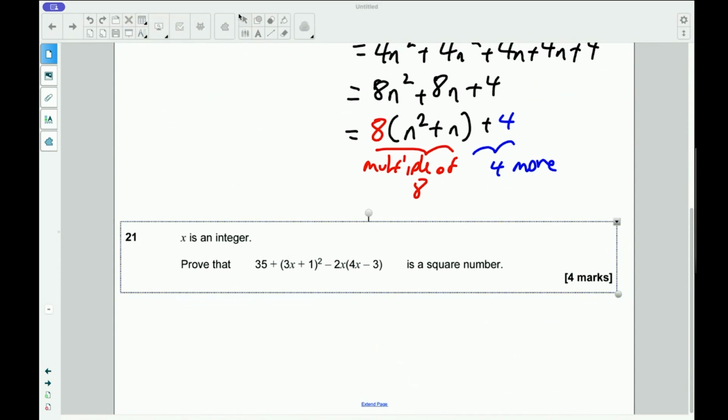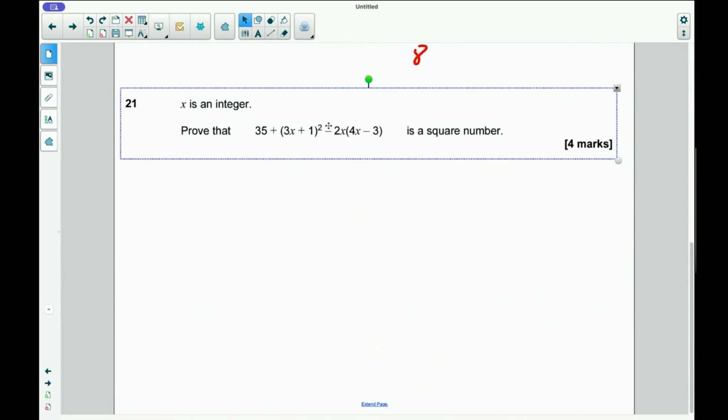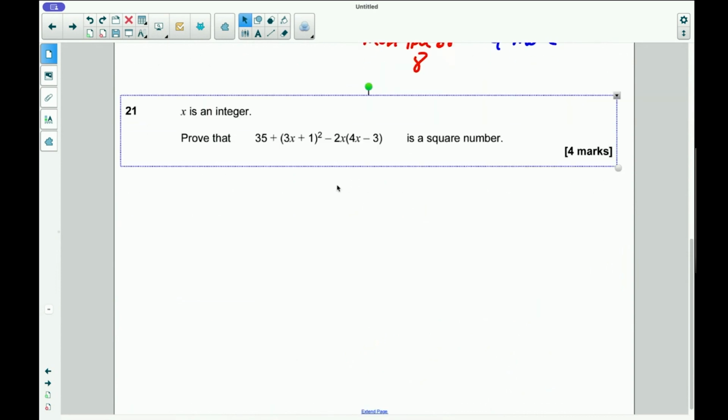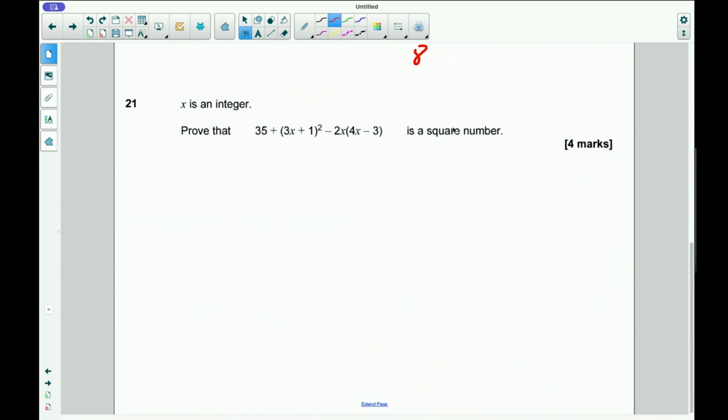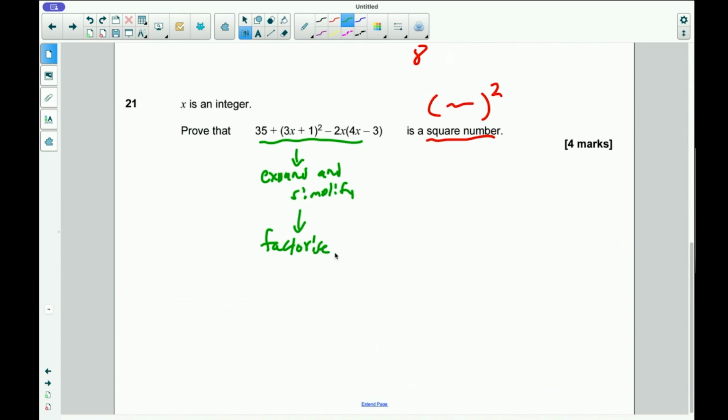Now that you guys have actually done this, I'm not going to go through the entire question, but you can see that the structure is pretty much the same, right? You're going to have to prove that something is a square number. So at the very end of the day, we need to look for something squared. And we can see here that we want to start by expanding and simplifying. Then we're going to have to factorize, and then we want to end up with something squared.